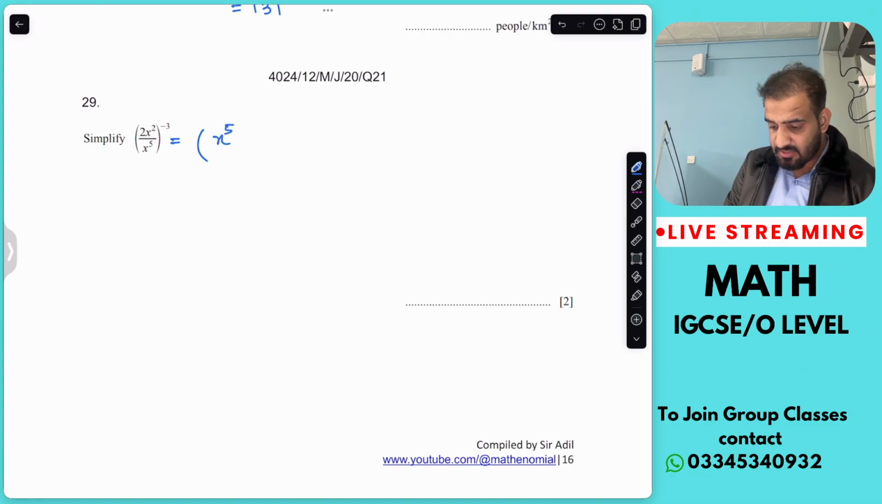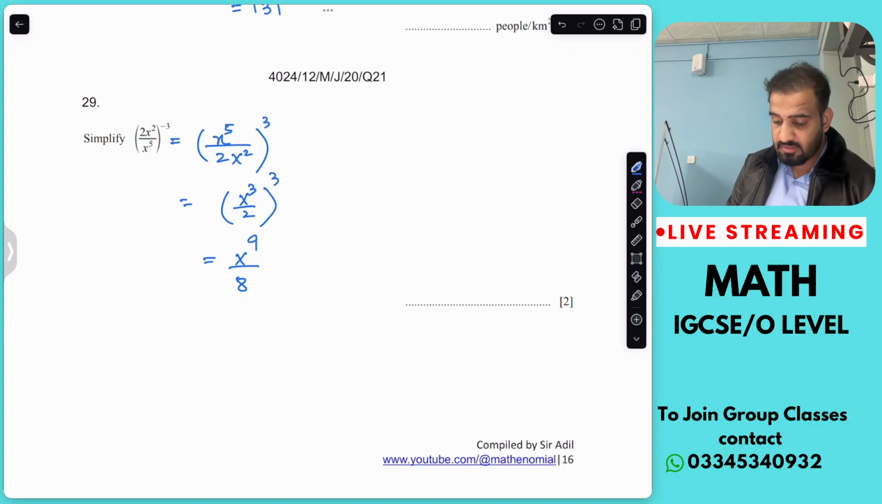Turn this fraction x5 over 2x square cube. So x5 over x square is just x cube, over 2 whole cube. So it will become x9 over 2 raised to power 3, which is 8.